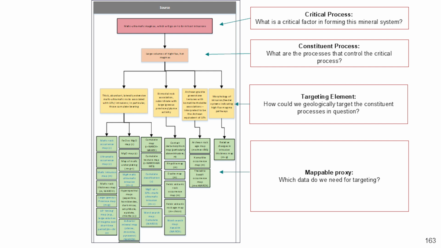So for the source, what is the critical process? It's mafic, ultramafic magmas. What's the constituent process? So the process that controls the critical process. We need large volumes of high flux hot magmas. How would we go about targeting large volumes of high flux hot magmas? And then eventually down here in the green, this is the layers that you will see in the atlas. So the blue ones here that are highlighted are ones that are currently in there.